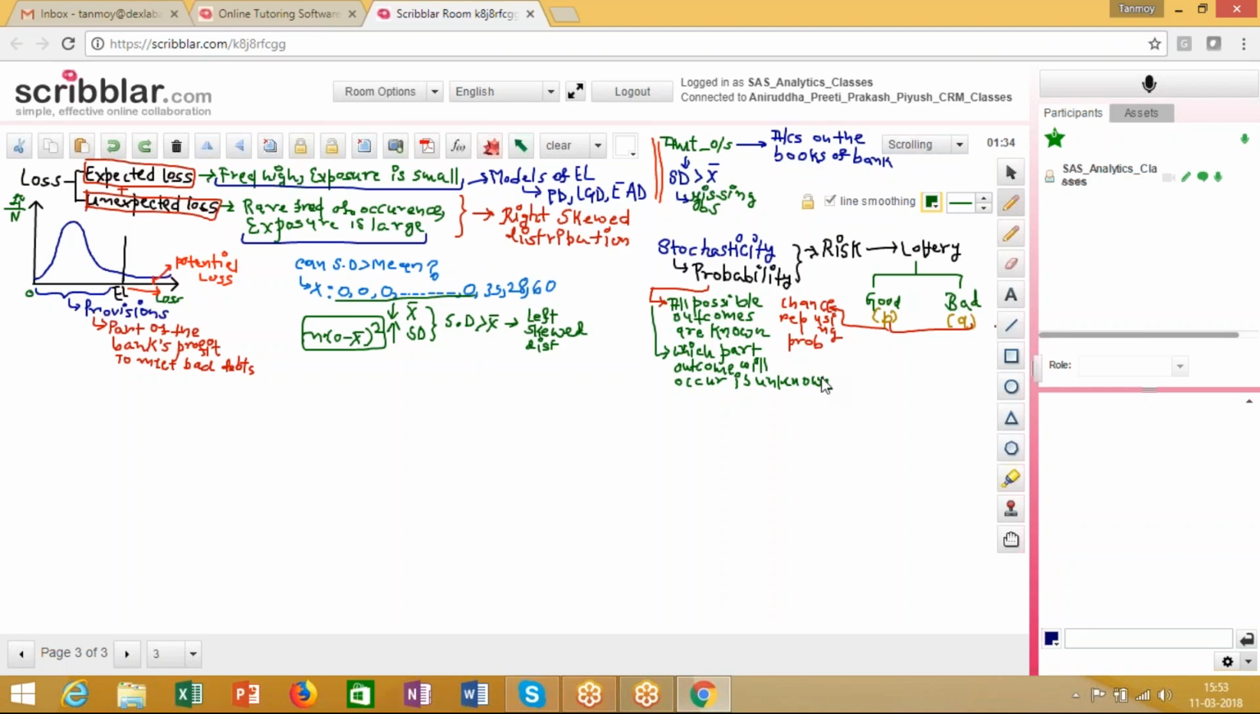Right? So over here what we know is, if I am looking into a stochastic framework, there are two possible outcomes. One is all possible outcomes are known, and second, which part of the outcome will occur is still unknown. So if these two conditions are put together, these two conditions together will create an atmosphere of uncertainty.